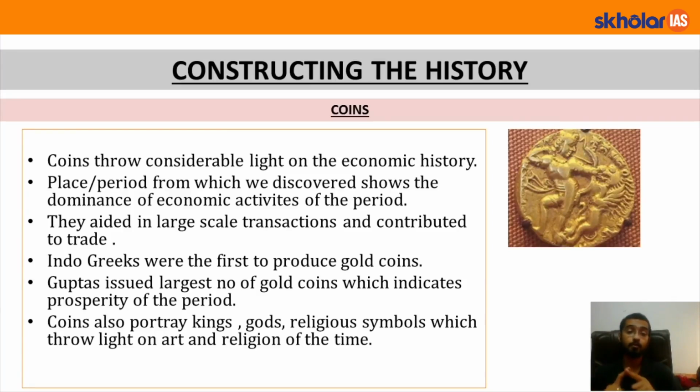Indo-Greeks were the first to produce gold coins in India. Kushans produced the largest number of gold coins, but they were foreigners. Guptas were the Indians to produce a large number of gold coins, but their purity was not as high as that followed by the Kushans, who produced the purest gold coins of India. These coins also portray kings, gods, and religious symbols, which throw light on the art and religion of that time.